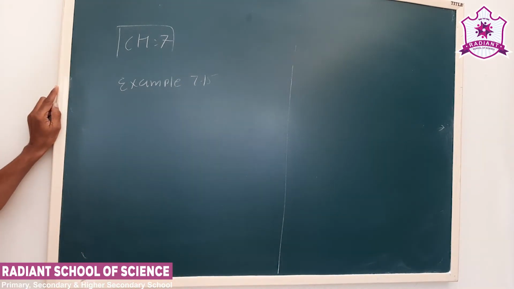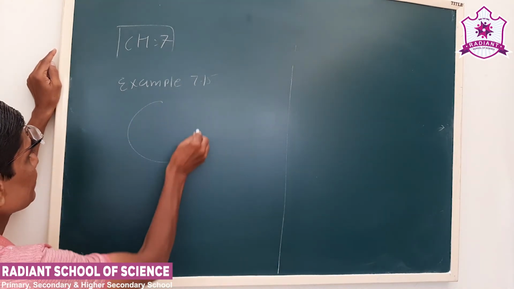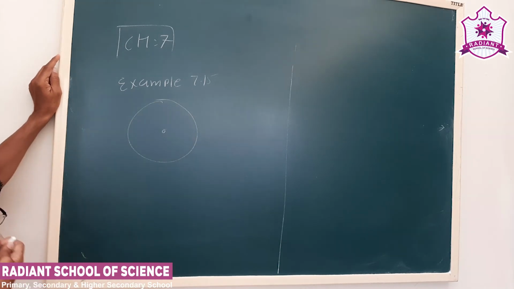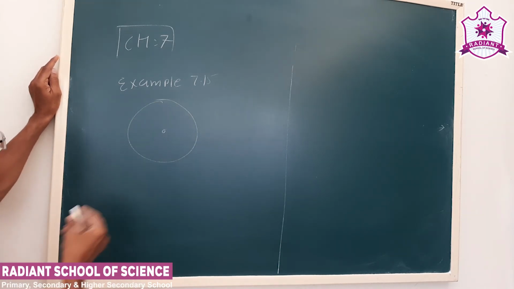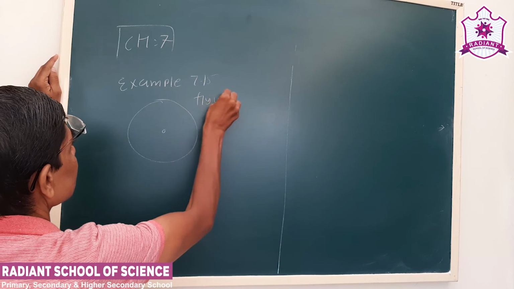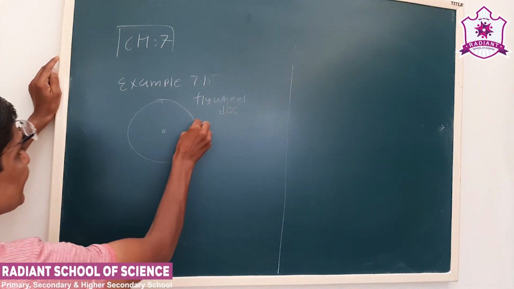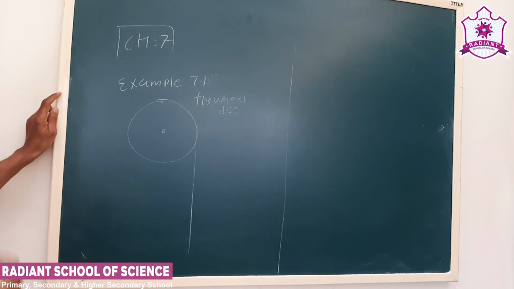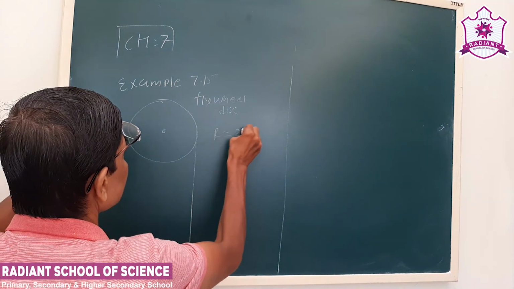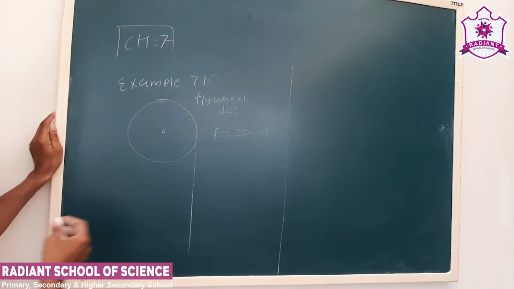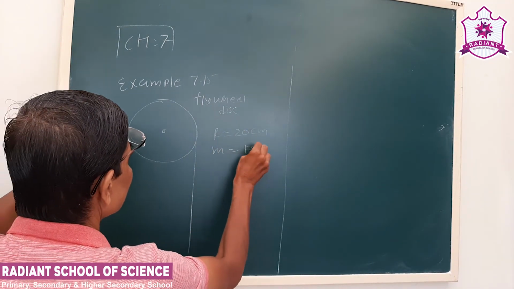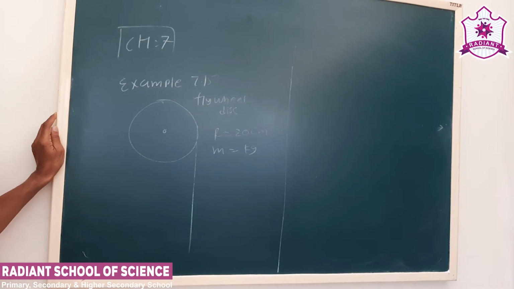Okay. Now see a cord of negligible mass. Now let us say a flywheel, that is a disc. Now the string is wound like this, so it will rotate. R is the radius, 20 centimeter. Mass is 20 kg.